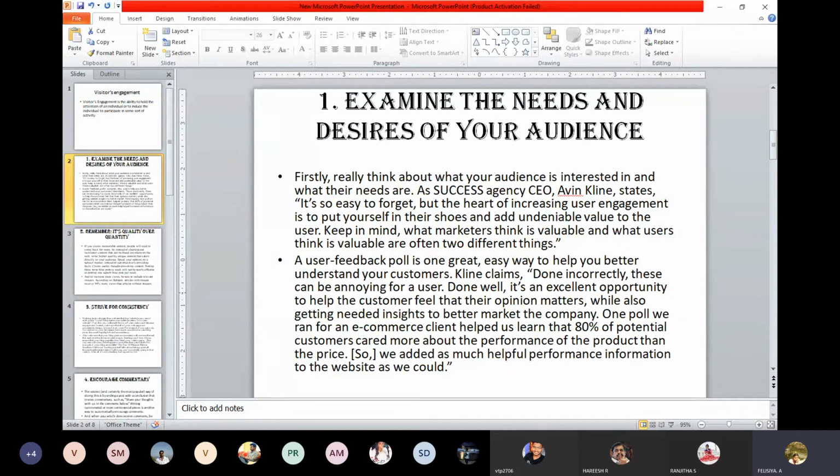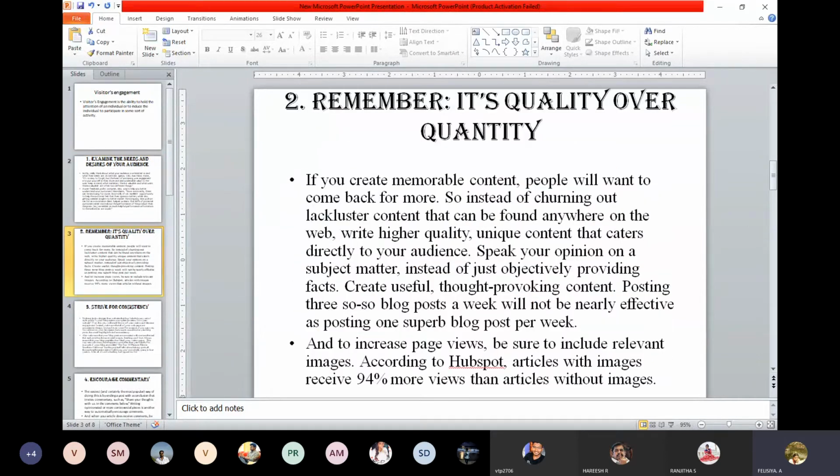of your audience. Next is remember it's quality over quantity. See, it is not about how many pages of content you are writing, but what the quality of your content is. Okay, as I said, whenever you are writing content, you have to make sure that the quality of your content is different from others.